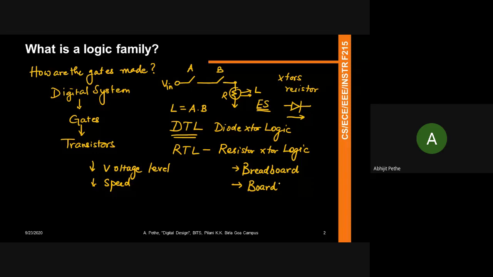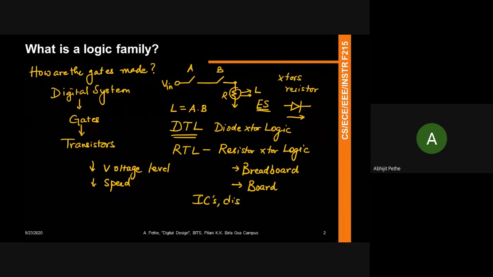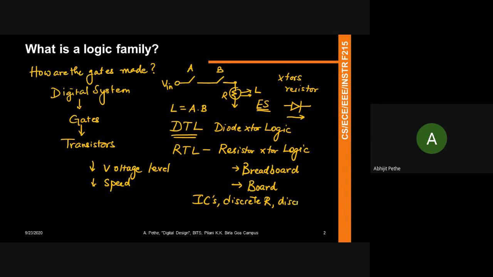The PCB has metal lines drawn on it, and that's how you build your system using building blocks, which are nothing but ICs, right? So ICs, discrete resistors, discrete capacitors are typically used whenever you want to build a system, right? So Aditya, PCB means printed circuit board. PCB stands for printed circuit board.